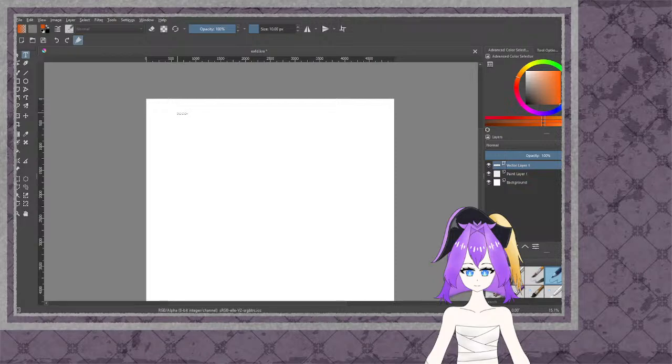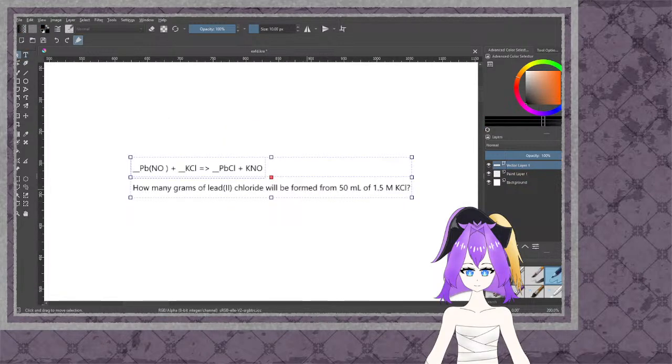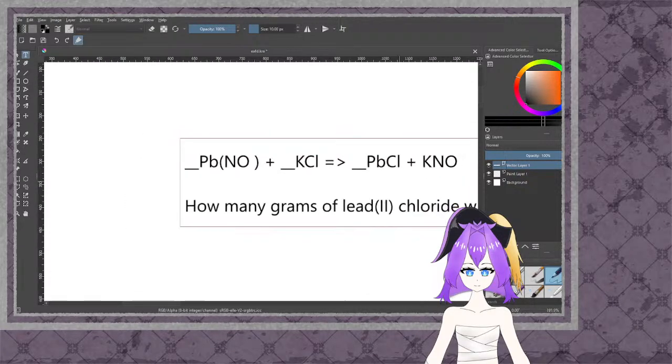How many grams of lead chloride will be formed from 50 milliliters of 1.5 molar potassium chloride? Okay, I type that in. That is really tiny, so let's go like 26. There we go.